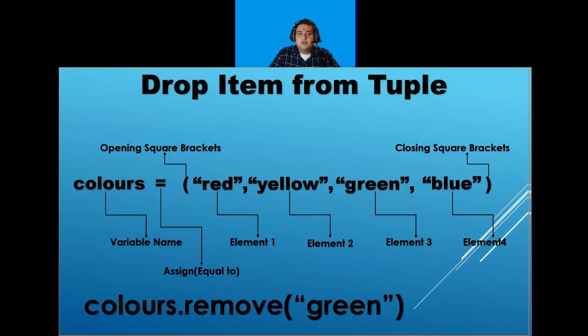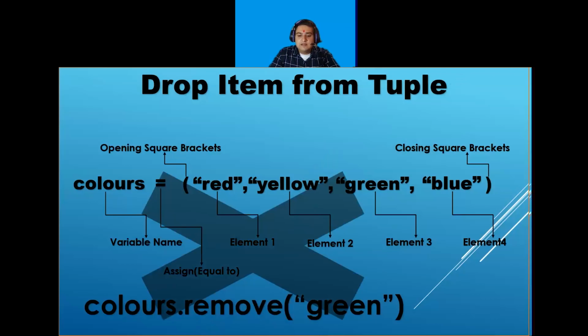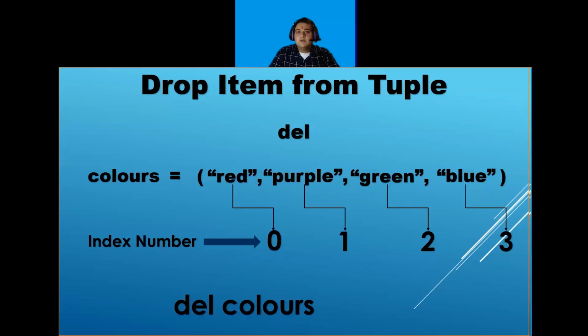Next topic is about dropping or deleting an item from a tuple. Tuples are unchangeable, so you cannot remove items from it, but you can delete the tuple completely. You can remove a tuple completely with the help of the del keyword. So you will write del followed by the variable name, which is colors here. This will delete the entire tuple and also the variable. So the tuple will be deleted from here.